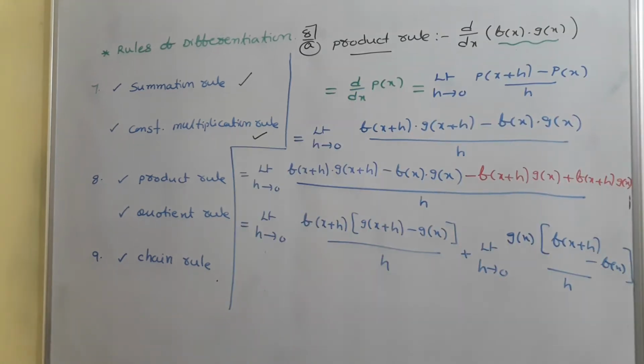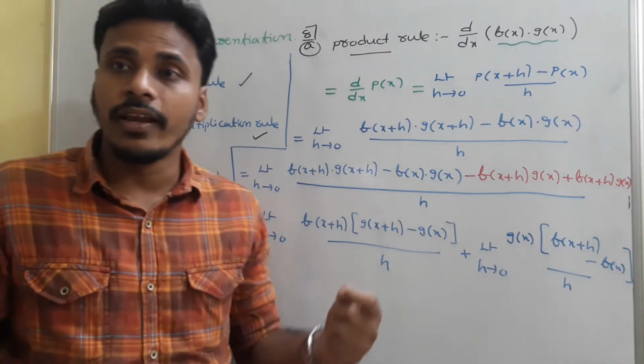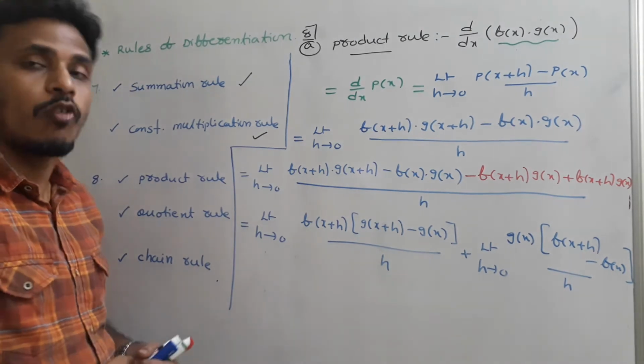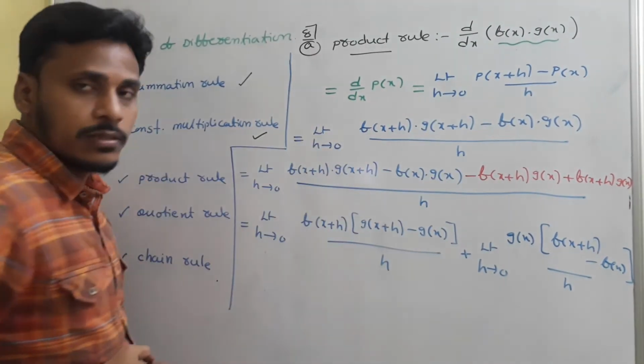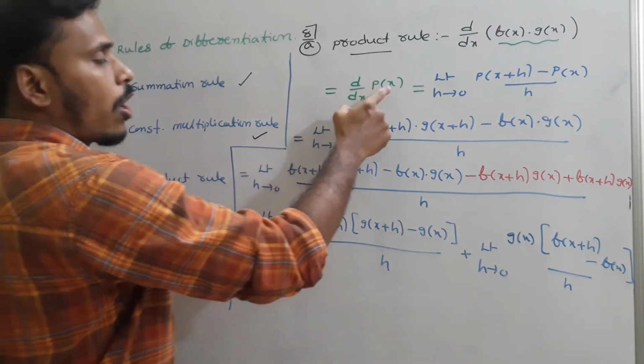Just once again have a look. And now in 8A we are going to discuss the product rule. So generating a rule to find the derivative for the product of two functions f of x into g of x. So initially take the product as some p of x. So apply derivative definition on p of x.